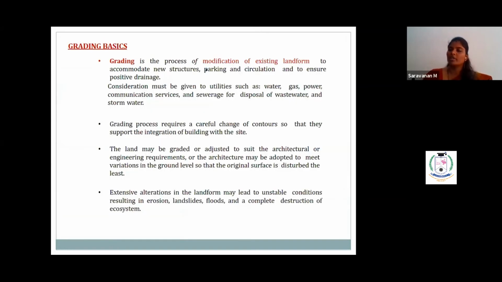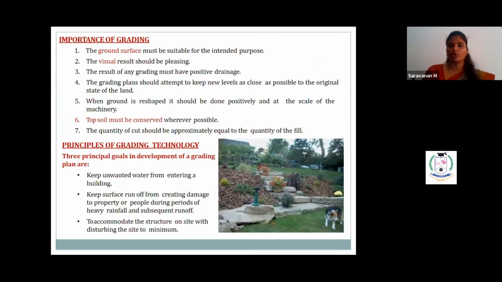So the next topic is grading. I think all of you know what grading is. Grading is a process of modification of the existing landform. You would have already studied grading, such as the cut and fill process. That is what it is. So I'll let you know, first, what is the importance of grading?